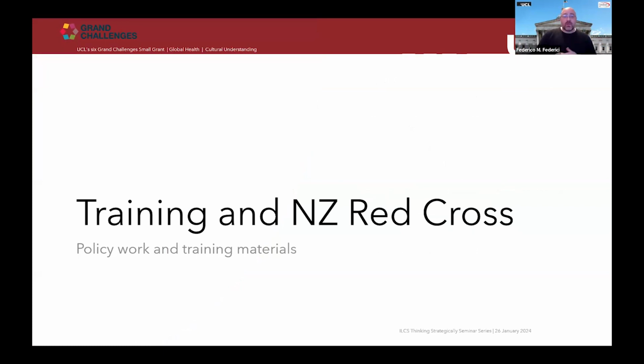When I was seconded in New Zealand, we started having conversations with New Zealand Red Cross, and then eventually Patrick Cadwell and myself started delivering some specific training to a number of community liaison officers, they were called. So these are members of multilingual communities in New Zealand that are part of the Red Cross, and they work in support of the multilingual communities.